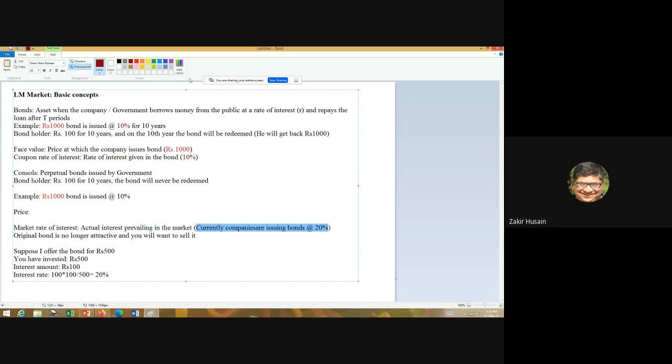So currently bonds are being issued at 20%. And if you get the old bond for 500, your interest rate will be the same. Okay. So you have a face value of the bond, and this is the market price of the bond.